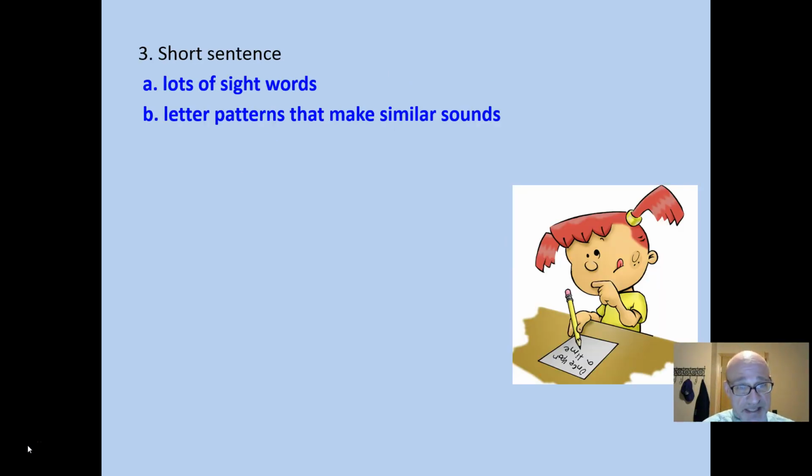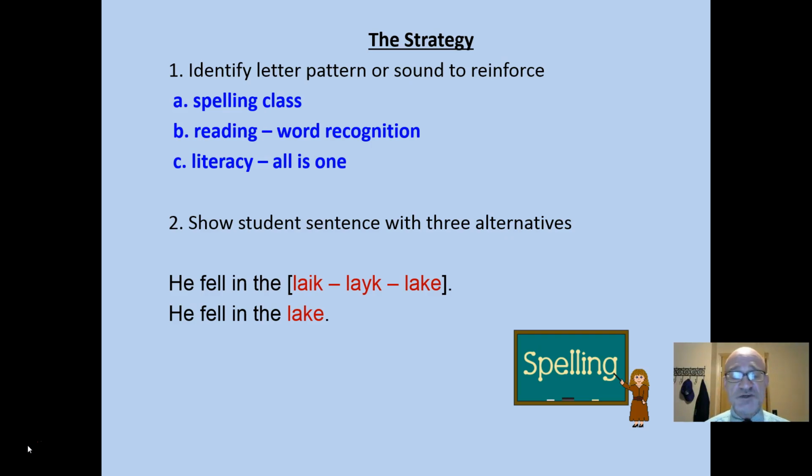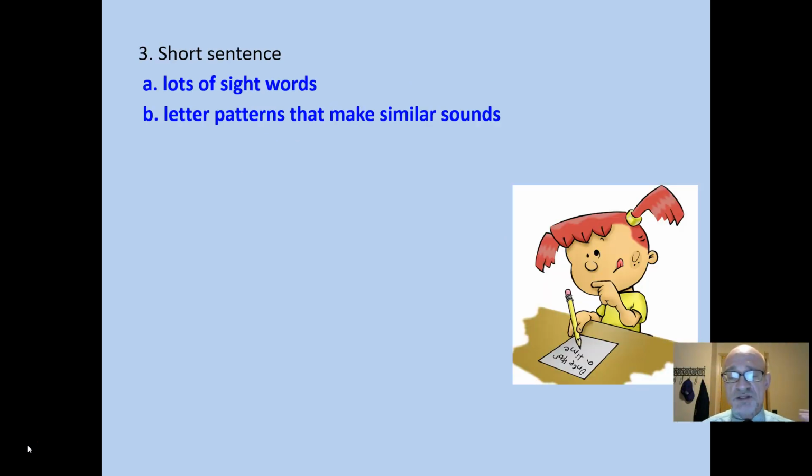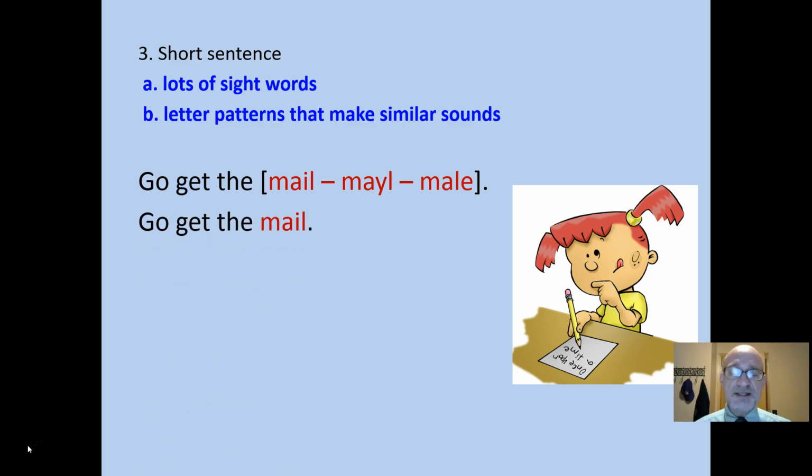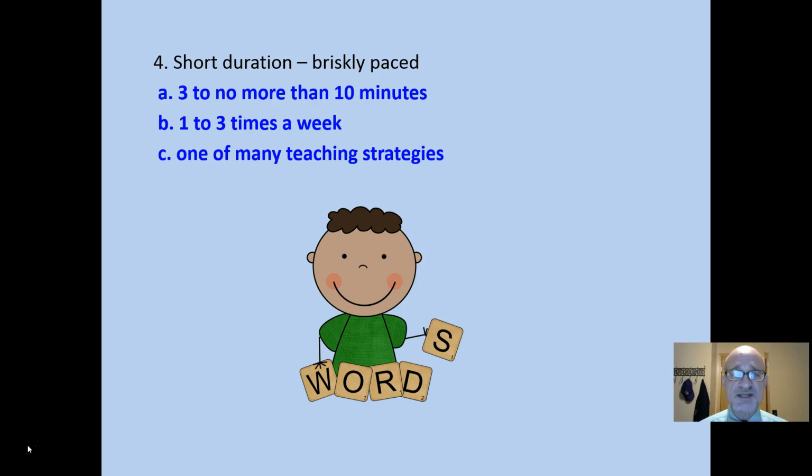You use short sentences, as you'll see, with lots of sight words. You want the focus to be on the target letter, sound, or pattern. You use lots of sight words, and you try to include letter patterns that make similar sounds. If I'm doing the long A sound, there's a lot of letter combinations: AY, the CVC pattern, and AI. Go get the... which word looks right? Yes, go get the. Those are all sight words. I will blank home. I will stay home. Which word? Yes. This should be of short duration and briskly paced.